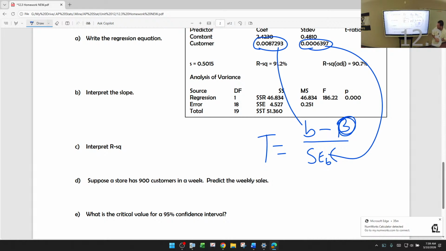For part E, the inverse T. Yeah, inverse T or Desmos. You're doing the inverse of it. You've got the area, so you have to find the critical value for it.